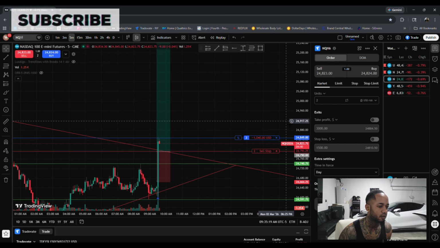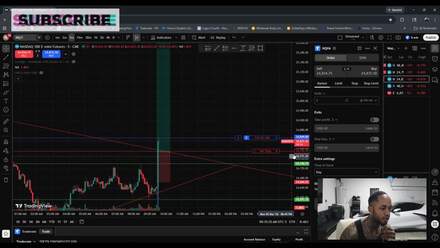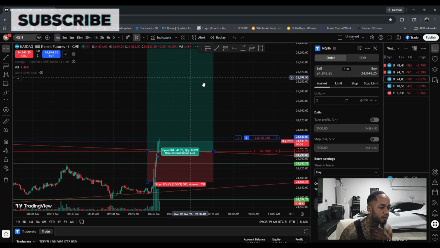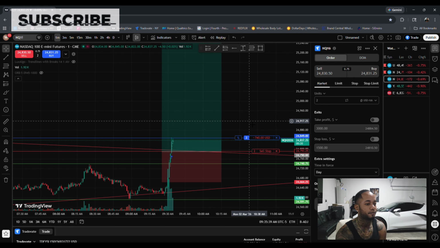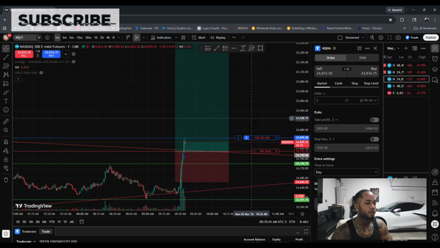So I did get in, and I did have a little bit of drawdown on this one to start. I had my stop loss real tight, guys, because I wasn't trying to risk too much, even though I did get the double confirmation. But we have some drawdown there a little bit.